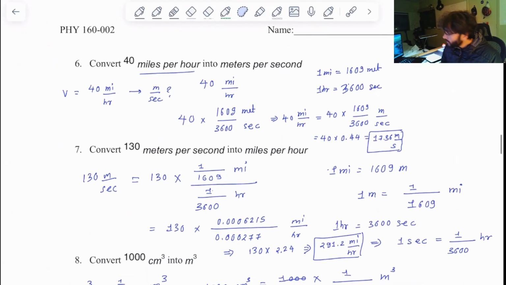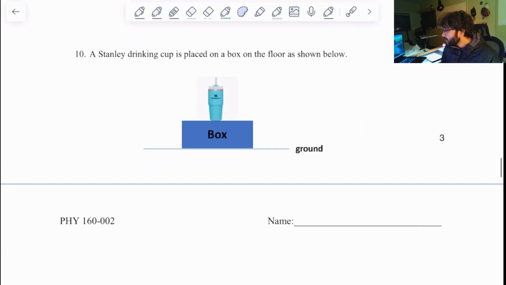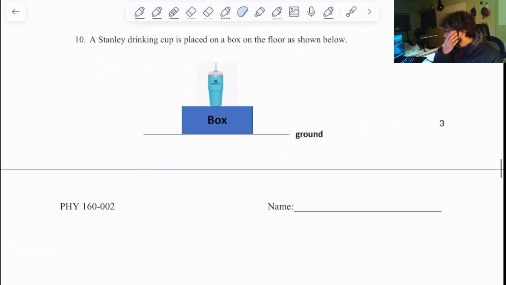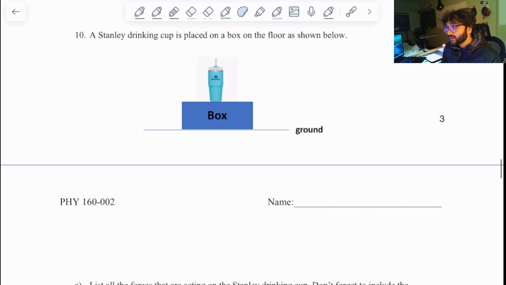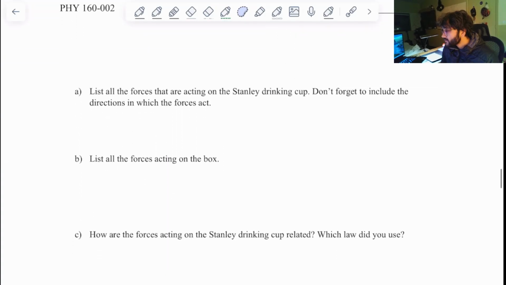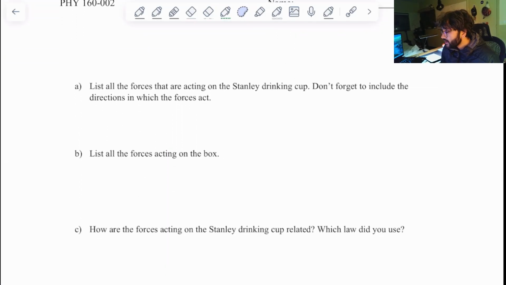So we start with question number 10, and as you can see, it talks about a Stanley drinking cup that is placed in a box on the floor as shown below. It's a multi-part question. This is the setup: you've got the ground, the box is sitting on the ground, and the Stanley cup is sitting on the box. Part A is: list all the forces that are acting on the Stanley drinking cup. Don't forget to include the directions in which the forces act.